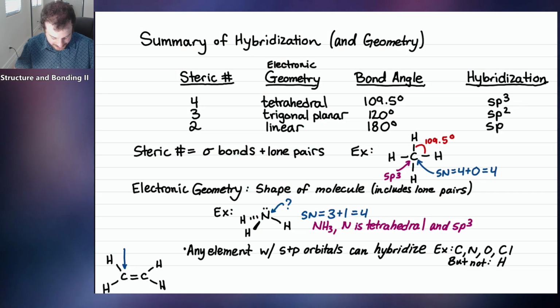Okay, so we're going to count the steric number of this carbon here. So steric number equals the number of sigma bonds. In this case, there's 1 sigma bond, 2 sigma bonds, 3 sigma bonds only, not 4, plus the number of lone pairs. How many lone pairs are on that carbon? 0. So 3 plus 0 equals 3. So that means that this carbon has a steric number of 3. The electronic geometry is trigonal planar, the bond angle is 120 degrees, and the hybridization is sp2.